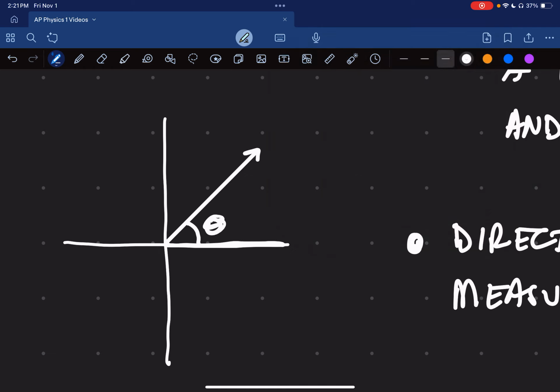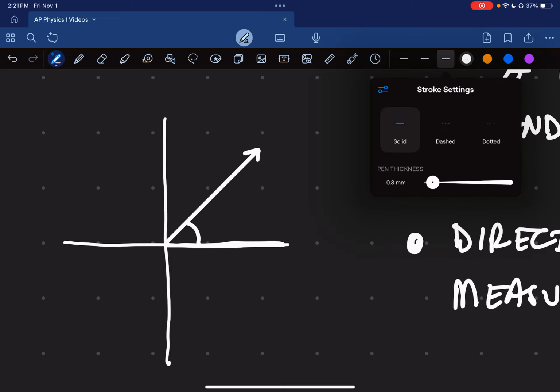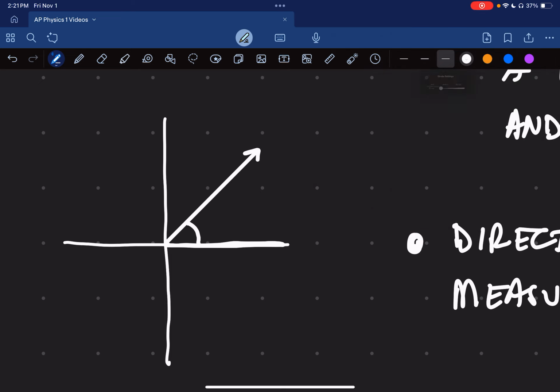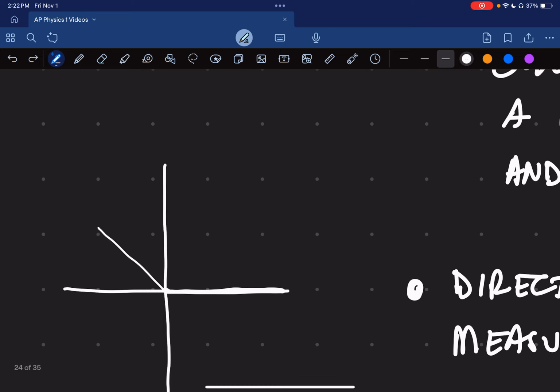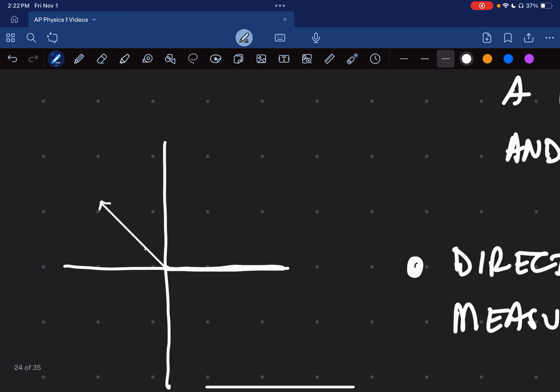Let's use another example here. What if it's going off in this direction? Now here we would not use this angle. We would use an angle from the positive x-axis. So this would be our angle theta for that vector.